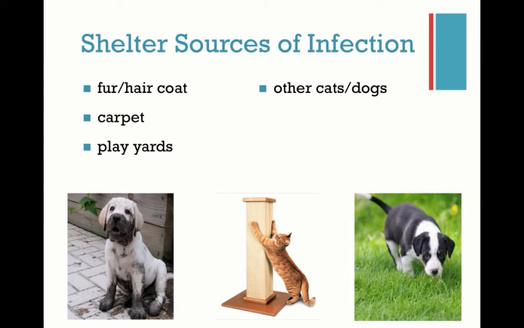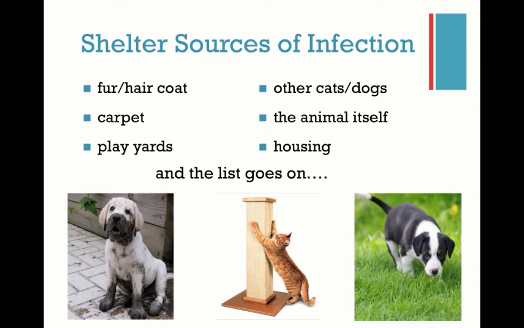So are there cats and dogs in your shelter that you don't know about? The animal itself, so with Giardia, Dr. Hoshizaki talked about reinfection and how the animal needs to be washed, and that can be a potential source of infection. And the housing they're in. And the list goes on. There's a ton of things that can cause infection in your shelter. It's just about being aware of them.